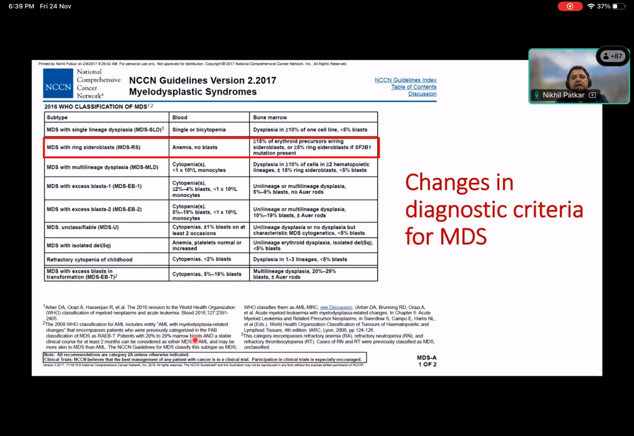This will result in changes in diagnostic criteria for MDS. This is the older 2017 version of the NCCN, where instead of ring sideroblast, even if the SF3B1 mutation is there, it was okay. Today, the diagnosis in the WHO can just be that you have a patient with low blast and SF3B1 mutation, and that itself is enough to diagnose MDS, irrespective of whether the patient has ring sideroblast or not.